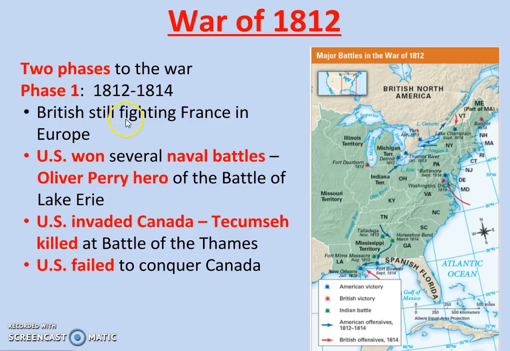And during this time, the U.S. wins several naval battles. Oliver Perry becomes a hero for the Battle of Lake Erie. And the U.S. takes this opportunity to launch an invasion of Canada. And it's in this invasion that Tecumseh, the Native American leader, is killed at the Battle of the Thames. However, the U.S. fails to conquer Canada, so nothing much changes. So phase 1 is something of a draw, a failure for the United States.